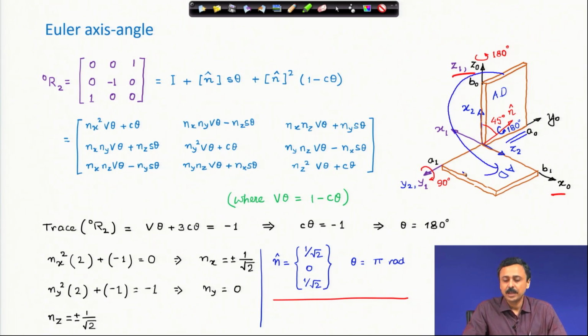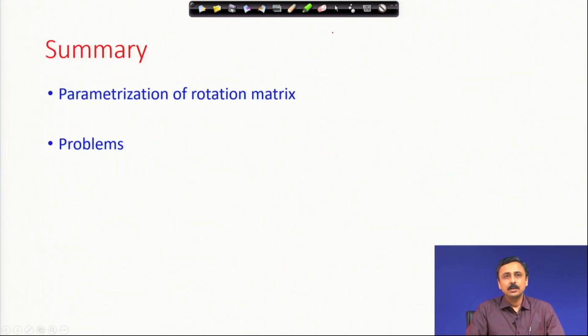So, in this problem we have solved for the single axis rotation that is required to bring the first configuration to the second configuration, and this procedure will remain the same for any such calculation. To summarize, we have looked at parametrization of the rotation matrix and looked at some problems. We have solved the inverse problem this time: given the rotation matrix, find out the angle theta and the unit vector about which this rotation has to be made to attain a new orientation. So, with that I will close this lecture.